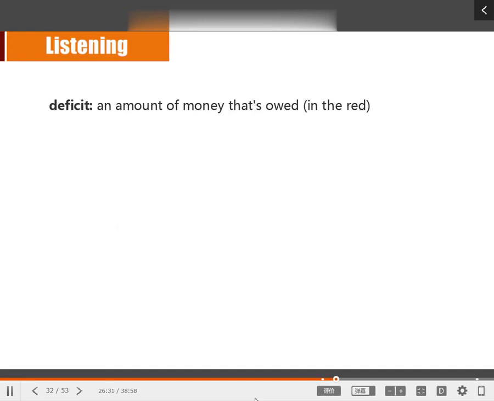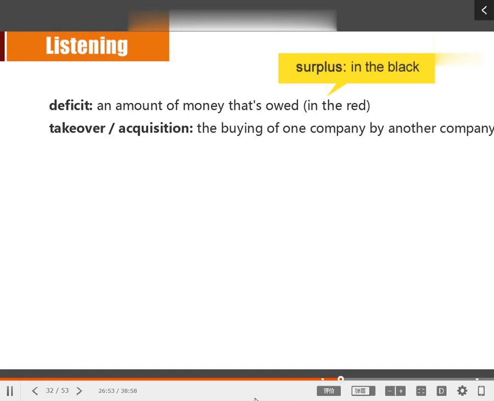So this one is called deficit, 赤字。那么在说赤字的时候呢，在生活美语当中我们会说 in the red，OK？We're in the red，表示现在呢是赤字哈。那么跟它相对应的呢是 surplus，盈余。那么盈余呢在日常的表达当中我们有 in the black，We are in the black。Now buying of one company by another company is takeover or acquisition.